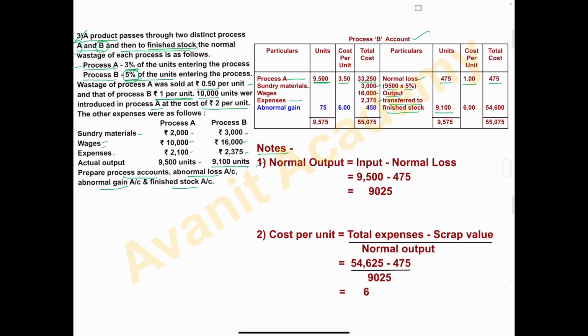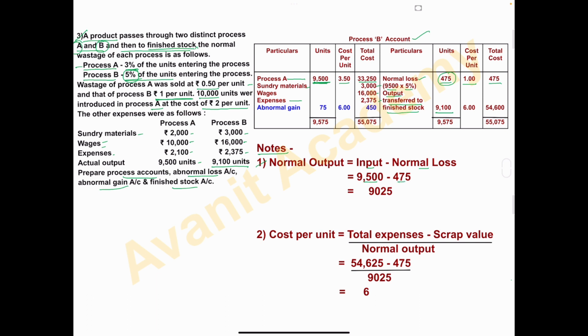First, we'll calculate the normal output. Normal output is equal to input minus normal loss. In process B, input is 9,500. Take here 9,500 minus normal loss. Normal loss quantity is 475.